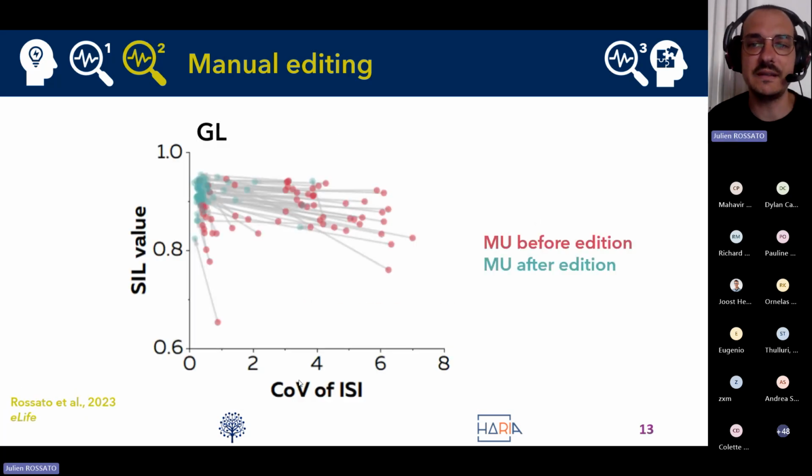Here you can observe the effect of the manual editing on the result of a baseline contraction. This graph represents the silhouette value, which is, as I remember, an estimation of the quality of the motor unit, and the variability of the instantaneous discharge rate for each motor unit. You have a red point for the motor unit before editing and a green point after editing, and the two points are linked with a gray segment. If we look at the silhouette value, you can see that the manual editing improved this value.